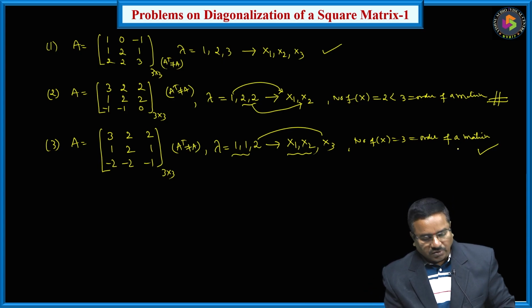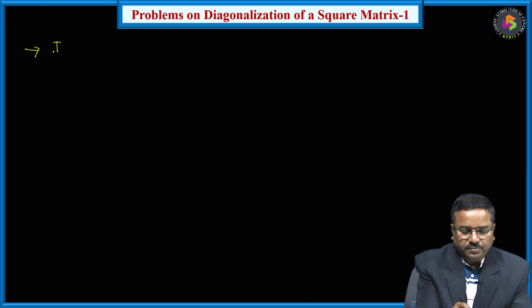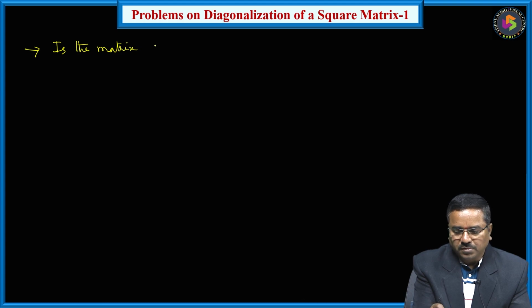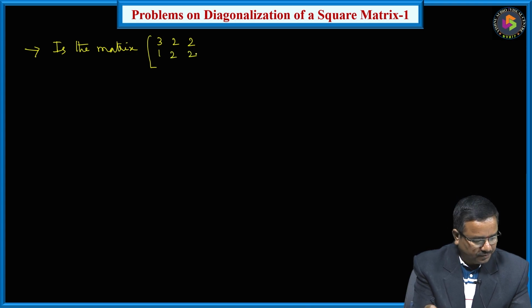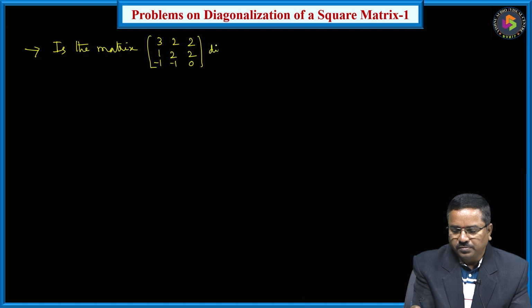Therefore, this case is diagonalizable. So, we will do the second one now. The matrix is [3 2 2; 1 2 2; -1 -1 0].